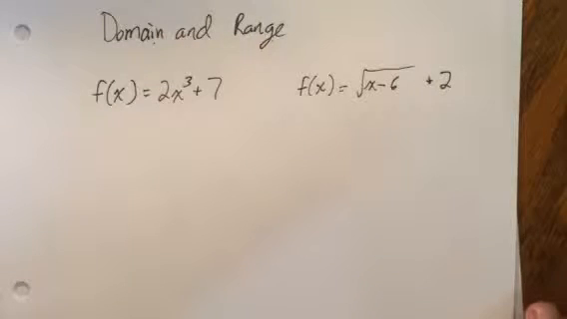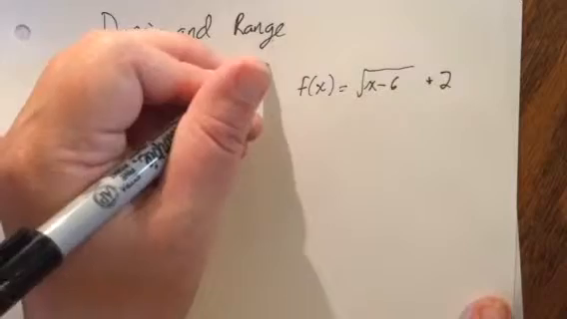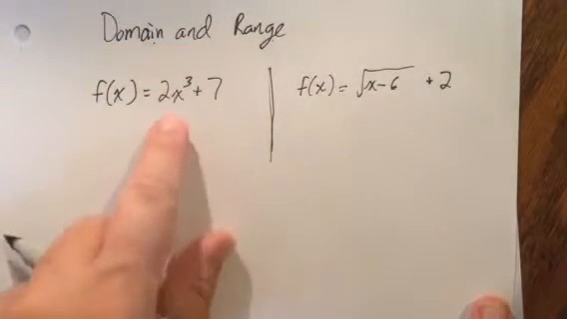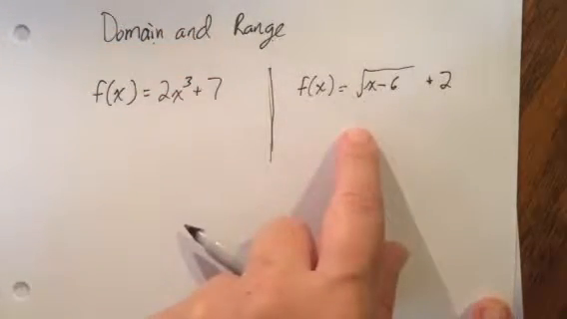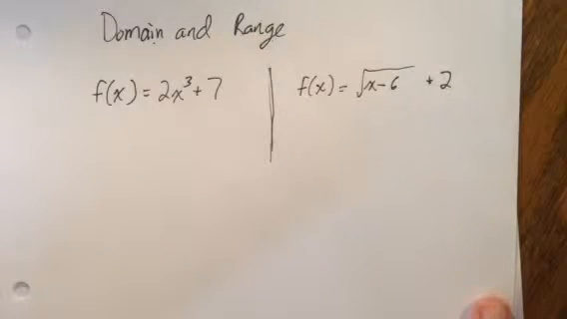So we're going to do a few more domain and ranges of equations and then some domain and ranges of graphs. So start off with two equations. I have two separate equations here. I have my f of x equals 2x cubed plus 7 and f of x equals square root of x minus 6 plus 2. And I'm trying to see what my domain and ranges are of these.